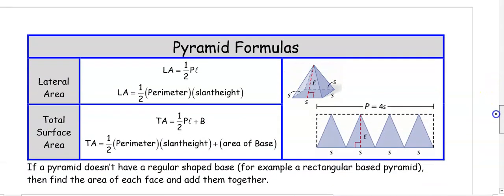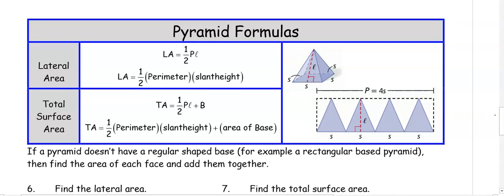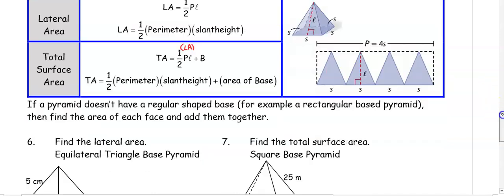When we look at our formulas here, they're a little bit different than the prism. A lateral area is 1/2 your perimeter times your slant height. Your total surface area is going to be 1/2 perimeter times slant height, which again is our lateral area, plus the area of only one base. So remember, in pyramids, it's different than prisms. We only have one base.